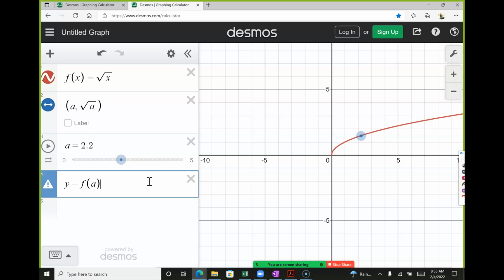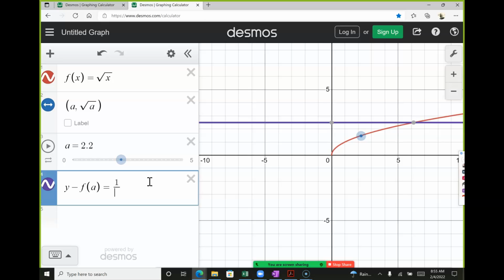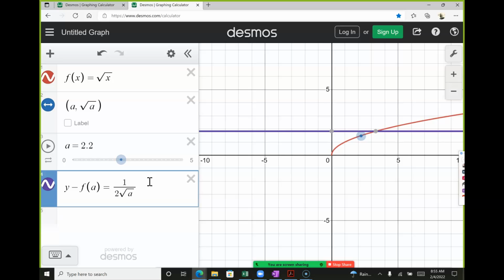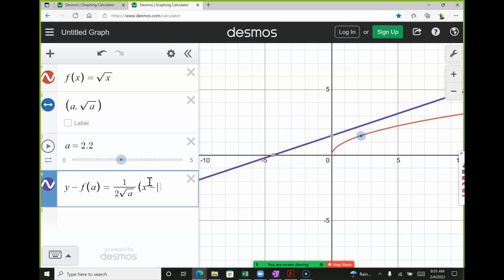And I guess when I did my arbitrary point, it would have been better to do a comma f of a there, but it's fine. y minus f of a equals 1 over 2 square roots of a, all times x minus a. You can see I'm doing y minus y1 equals m times x minus x1, and that's my dynamic tangent line.